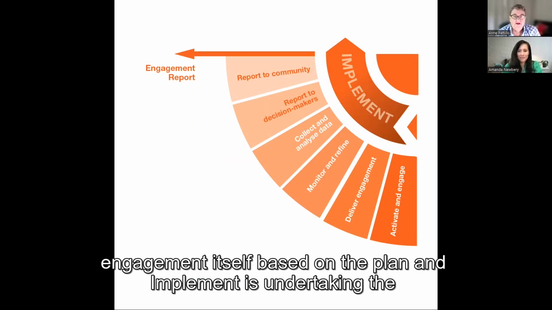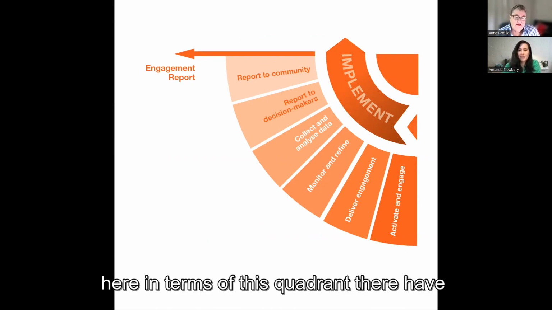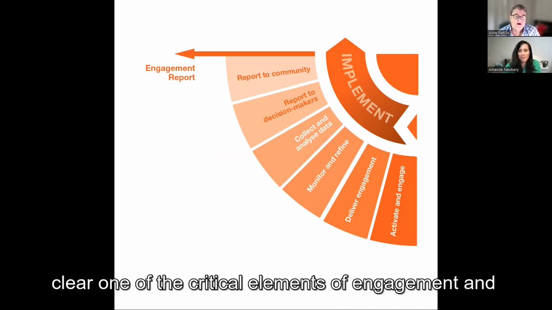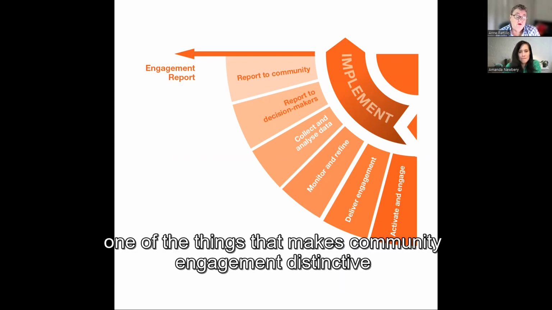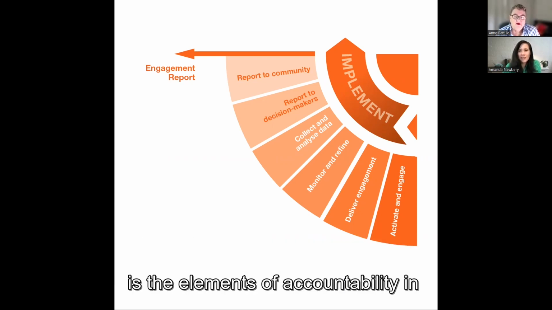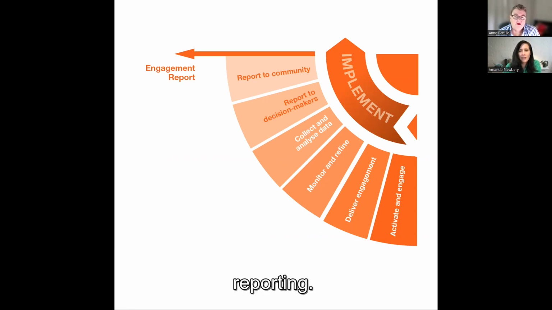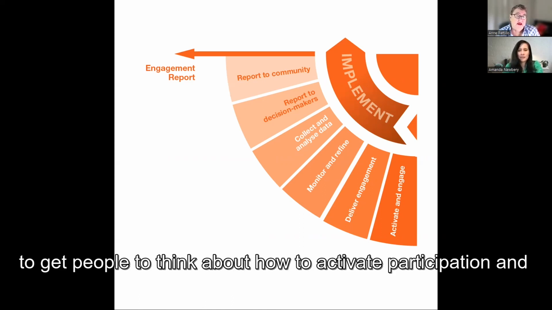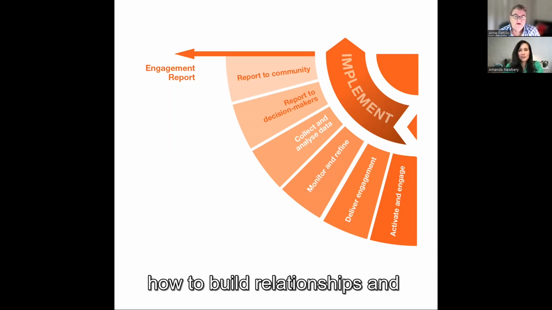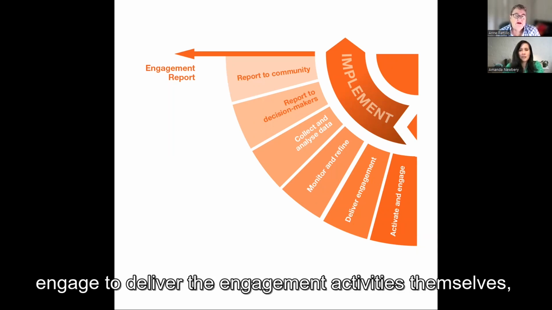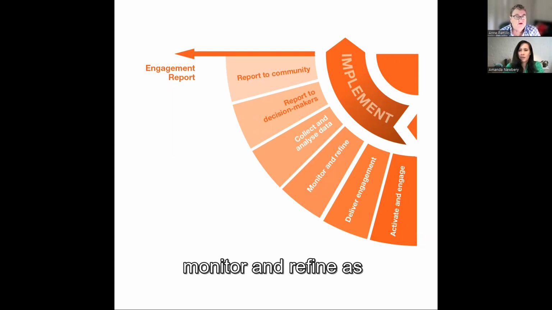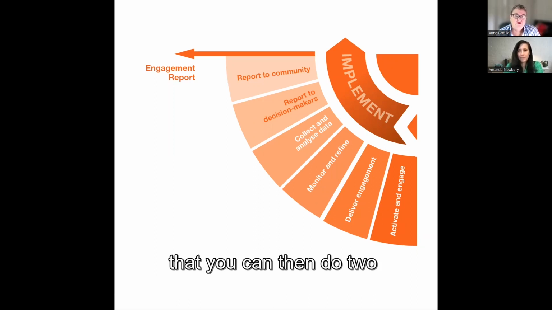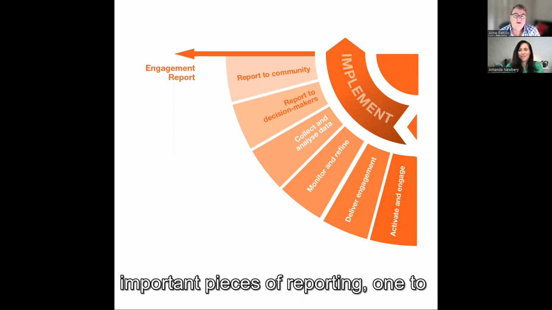Implement is undertaking the engagement itself based on the plan, and here in terms of this quadrant, there've been a couple of additions, again to make clear one of the critical elements of engagement, and one of the things that makes community engagement distinctive is the elements of accountability and reporting. So here the stages will largely look familiar. We're looking to get people to think about how to activate participation and how to build relationships and engage, to deliver the engagement activities themselves, monitor and refine as you go, collect critical data so that you can then do two important pieces of reporting.